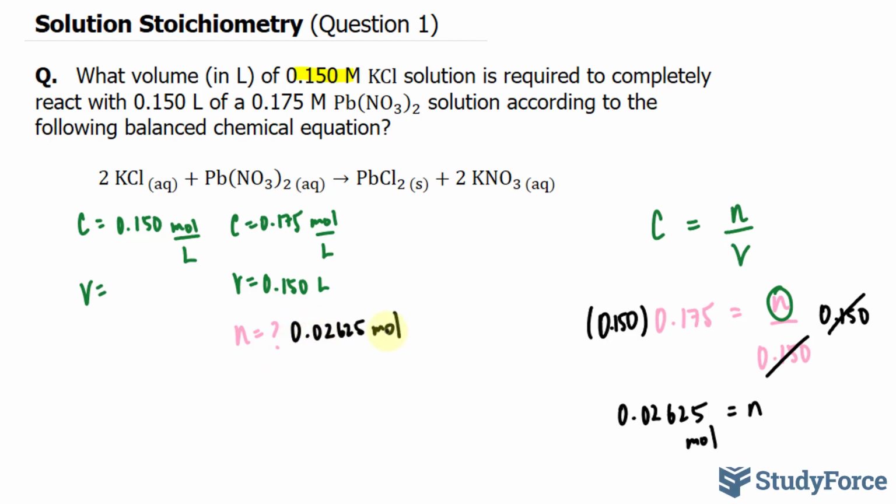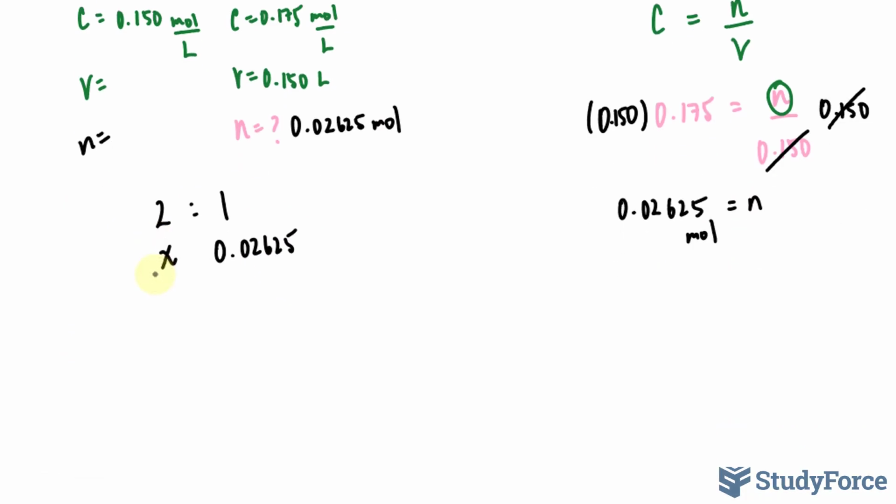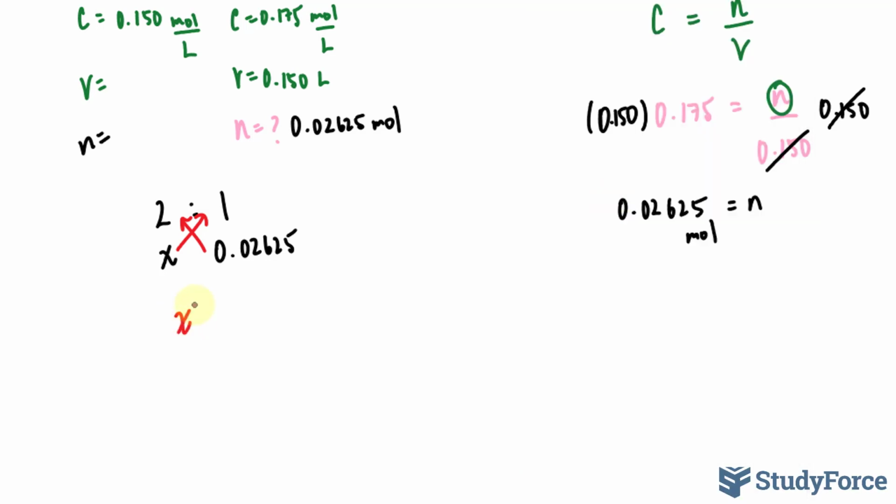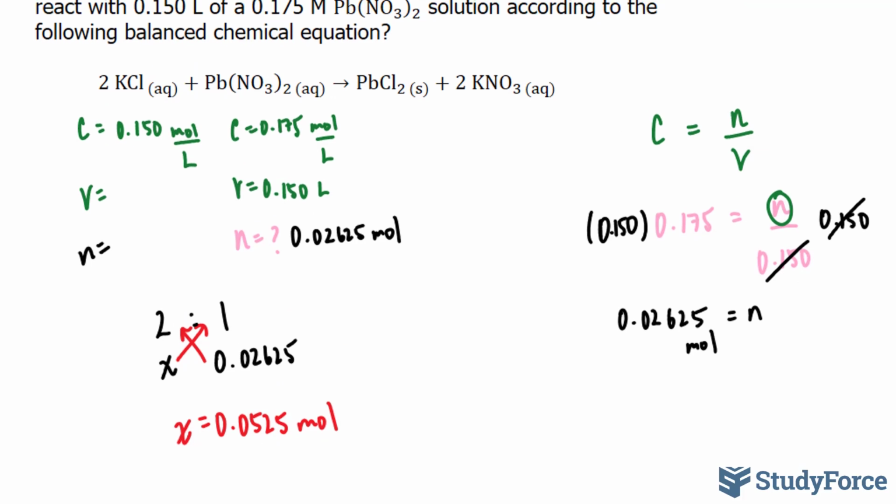Now, like I mentioned, I need to do a ratio. In this balanced chemical reaction, there's one molecule of this compound versus two of this. So my ratio will be 2 to 1, and I'll write the number of moles, which I found for this compound, right underneath this 1. And I need to find the equivalent number of moles for this compound. So setting up my ratio, I can find x by cross-multiplying this with that and that with that. So I have 0.02625 times 2, and that gives me my x value. I get 0.0525. x is equal to 0.0525 moles. That's the amount of moles of KCl.